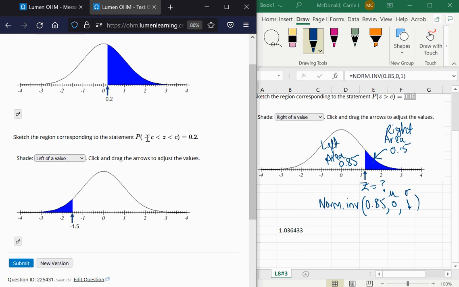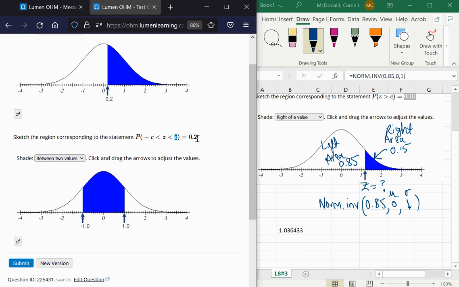Down here, we have now a between area, and we want the area in between the two values to be 0.2. Now, since it's negative c and positive c, that means they're the same distance from 0. So let's just assume for now that it's -1 and +1, which probably isn't a good guess. Remember the empirical rule? The empirical rule said that we expect 68% to be within 1 standard deviation of the mean. Z-scores are standard deviations, so there should be about 0.68 area in between -1 and +1.